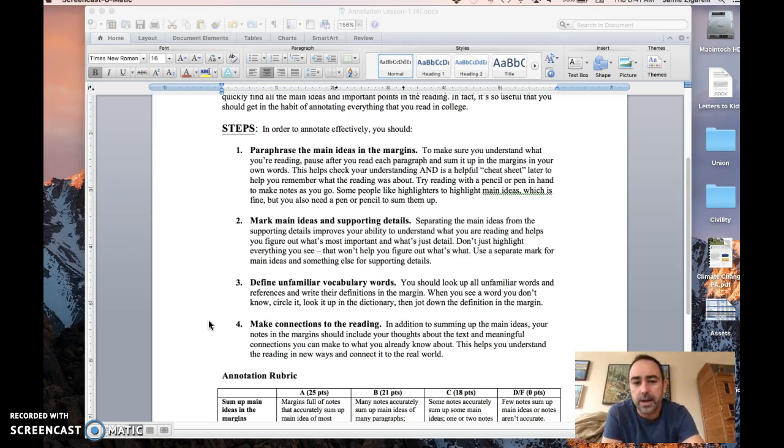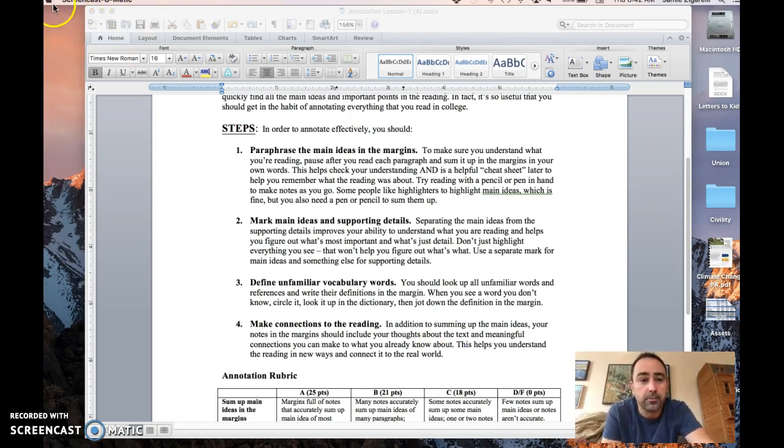But if you do these steps, paraphrase the main ideas and put them into your own words, make connections to other things. So in other words, make connections to your life, make connections to other readings that you've done, to other things that you've experienced. Anything like that is just an anchor. It makes it more likely that it sticks in your brain, okay? So those are the things you're gonna do when you annotate.